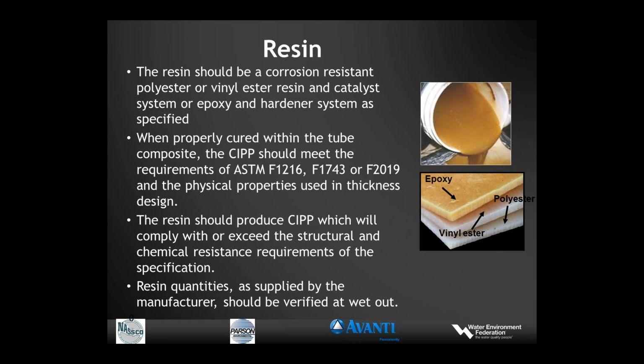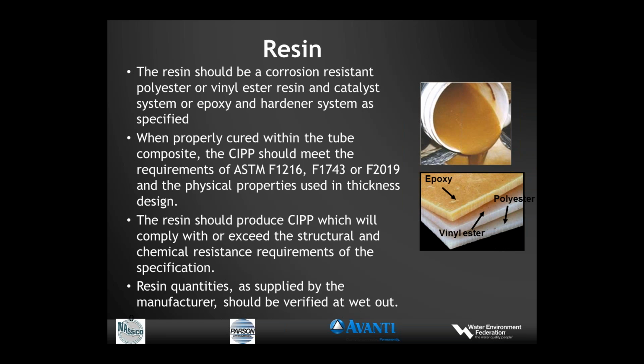The resin is a corrosion-resistant polyester or vinyl ester resin and catalyst, or an epoxy and hardener system, whatever is specified. And obviously, when properly cured, this CIPP should meet appropriate ASTM requirements and the physical properties used in thickness design. And this is an important point. The specifications, and we'll see a typical materials physical property spec here in a minute, but there's generally a minimum specified, and then the design is completed using that minimum or possibly using a higher physical property resin. Whichever physical property is used should be the one that is met when the product is installed and tested.